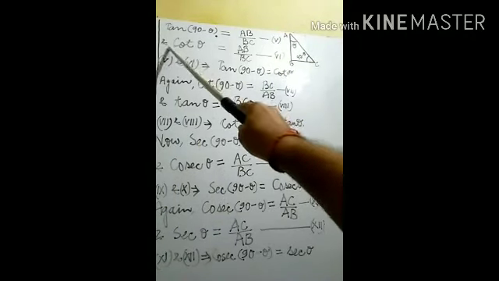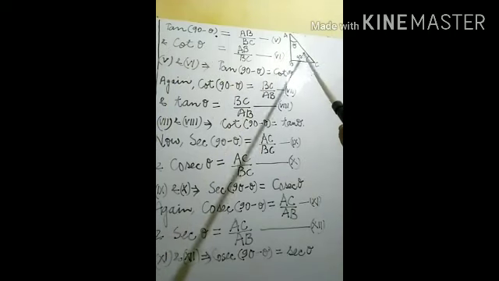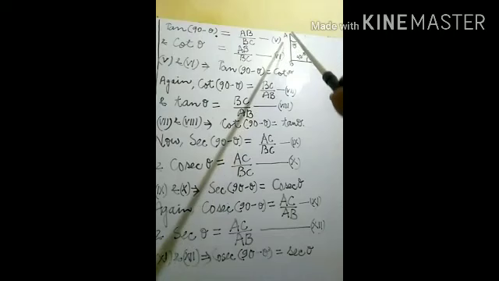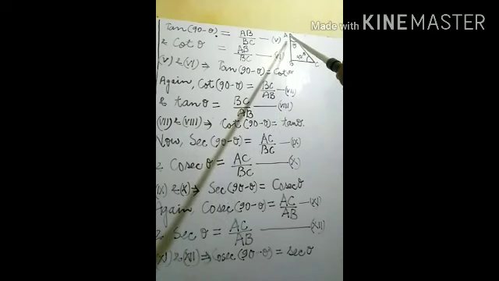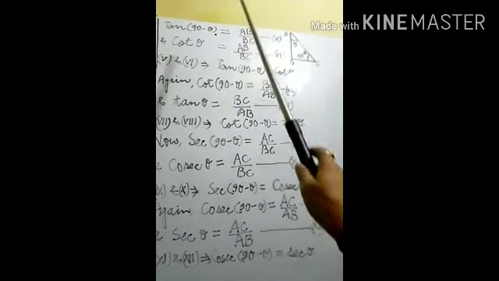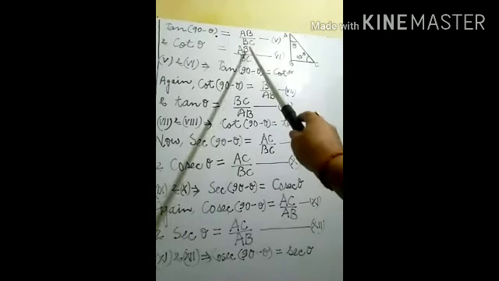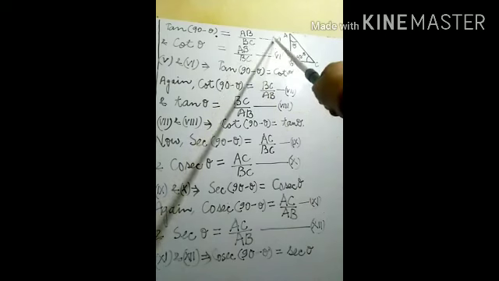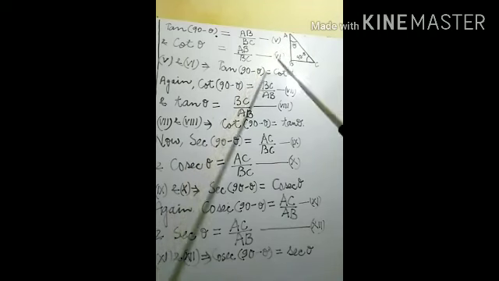Now we have to consider cot of theta. Cot of theta means this angle is taken. For this angle, this one is perpendicular, this one is base and this one is hypo. So cot of theta is equal to AB upon BC. Cot theta is the ratio of base and perpendicular. So this one is base for this angle and this one is perpendicular for this angle. So cot of theta is equal to base upon perpendicular. Base is AB and perpendicular is BC. Now this one is equation number 5. This one is equation number 6.